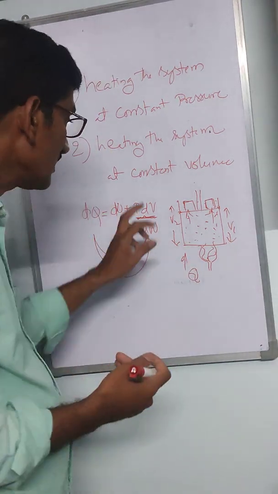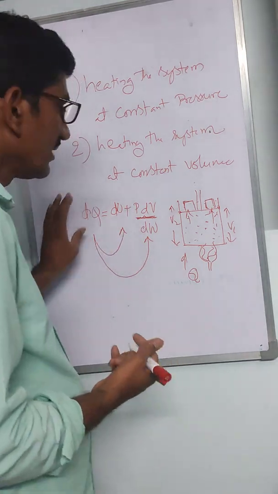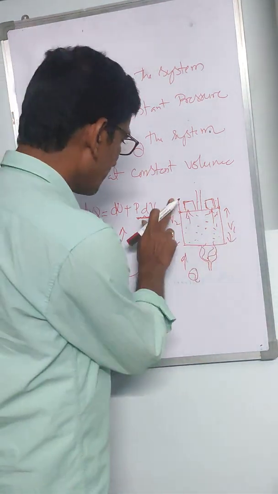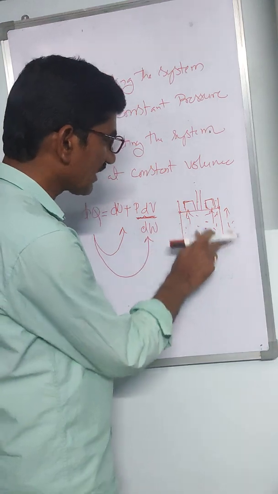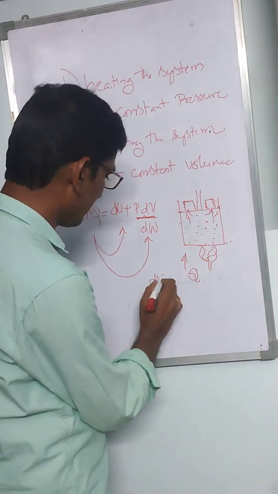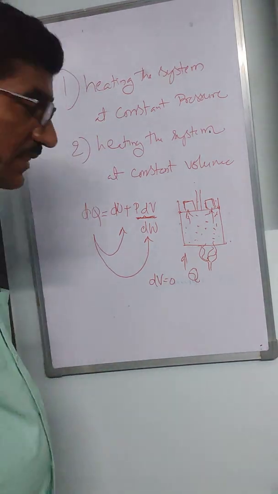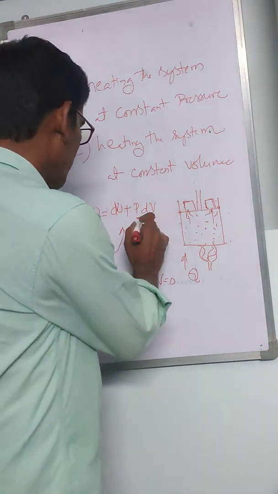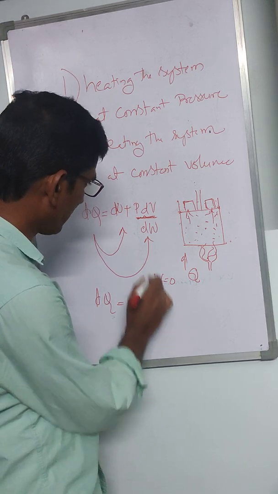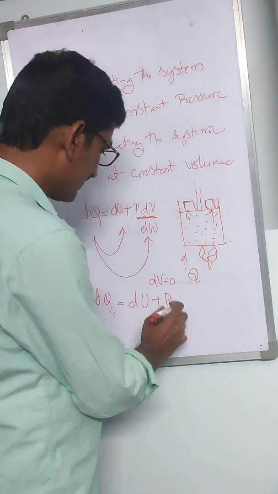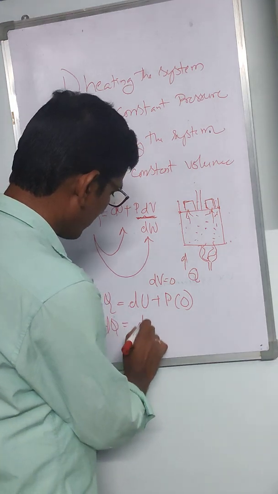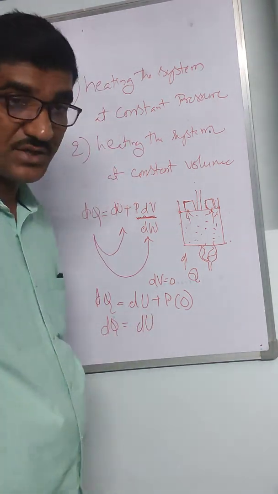Here there is no change in volume. There is no question of V2. All the time as you go on heating, you always find the initial volume only. That means in this case dV is equal to 0. In the second case, what happens to dW? So in this case your dQ just becomes dU. Why? Because P into dV is 0. That means dQ is equal to dU only.